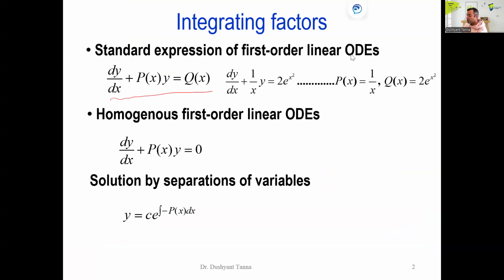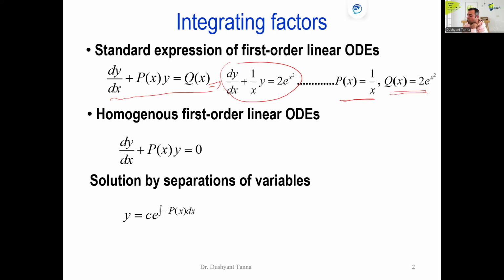Now, the standard expression of a first order linear ODE. It will contain dy by dx plus p(x), some function of x, times y, is equal to q(x). If the right-hand side, this q(x), is 0, we call it a homogeneous first order linear differential equation. An example of this is dy by dx plus 1 on x times y is equal to 2 e power x squared. So here p, as you can compare, is 1 on x and q is 2 e raised to x squared.